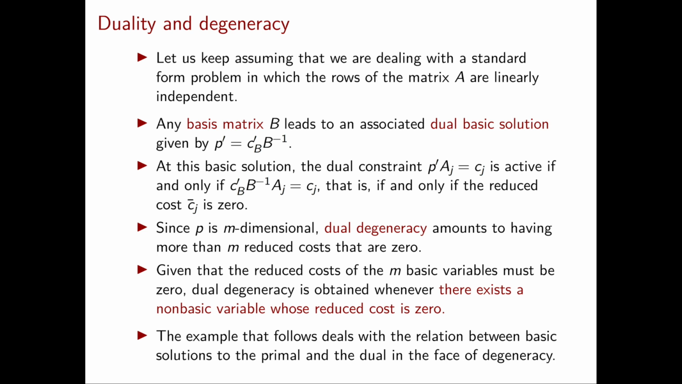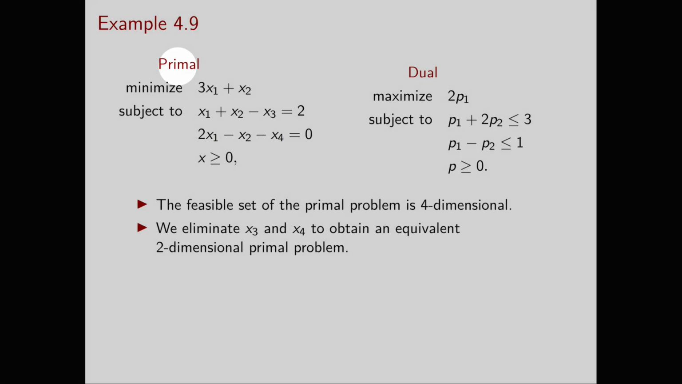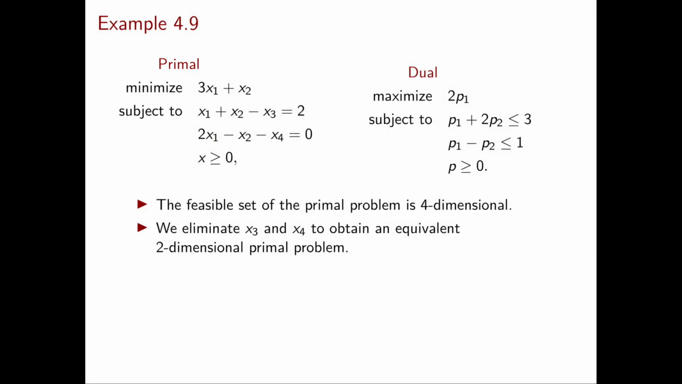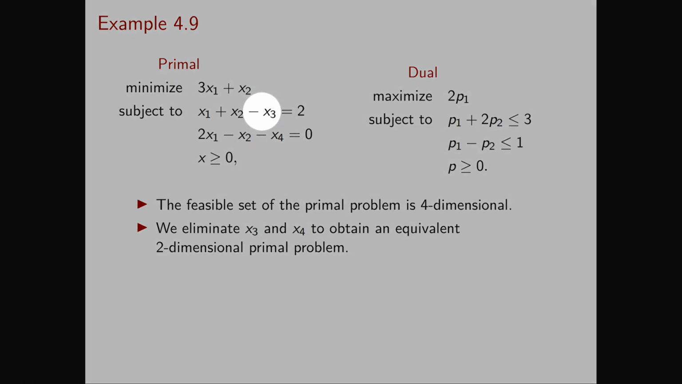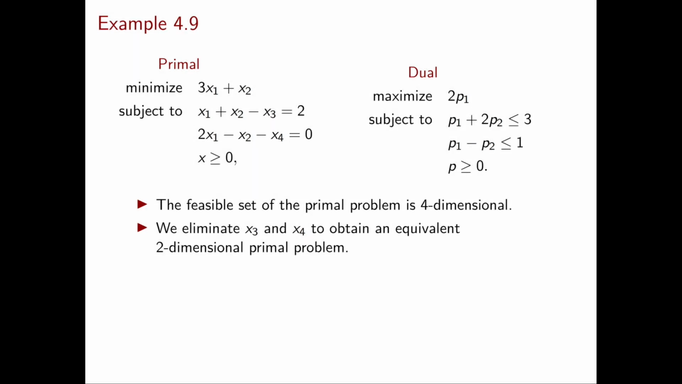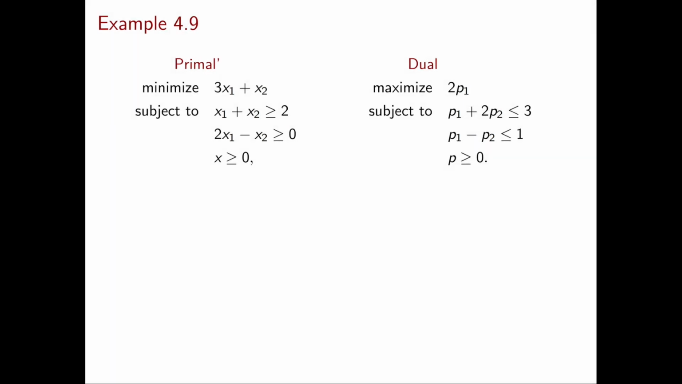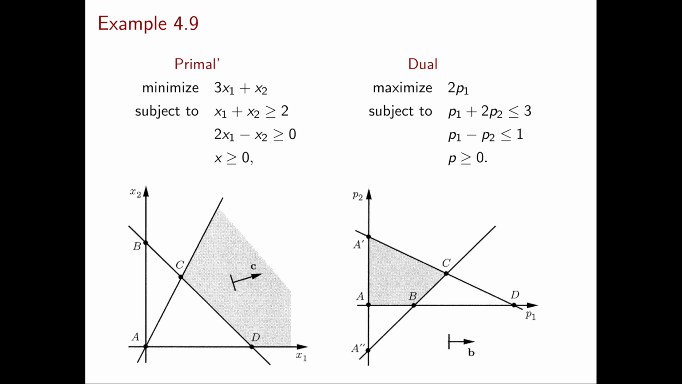Next, we're going to see an example that deals with the relation between the degenerate solutions in the primal and in the dual. Our primal problem in standard form is on the left, and on the right we have the corresponding dual. As in the previous example, we want to visualize both problems. The dual can be easily visualized because it has dimension 2, and to visualize the primal we drop x3 and x4, which are just surplus variables. So we obtain the new primal that has only 2 variables and is no longer in standard form. Now we can visualize both problems.